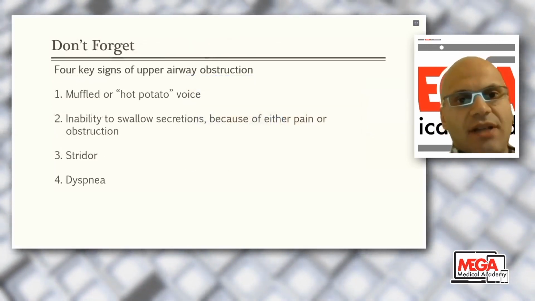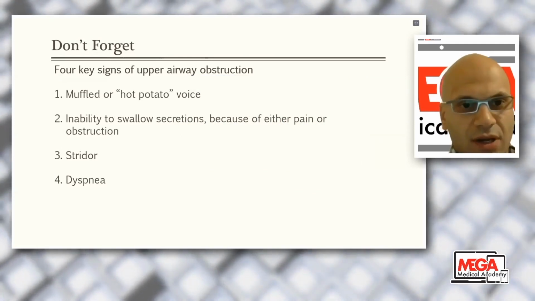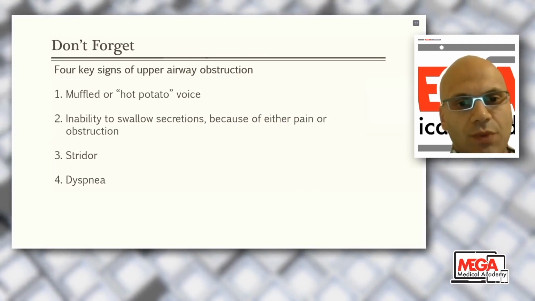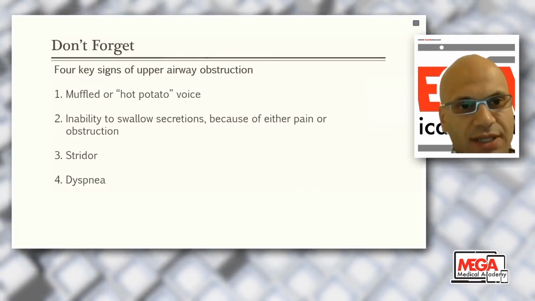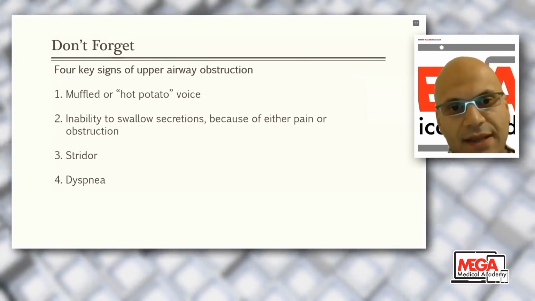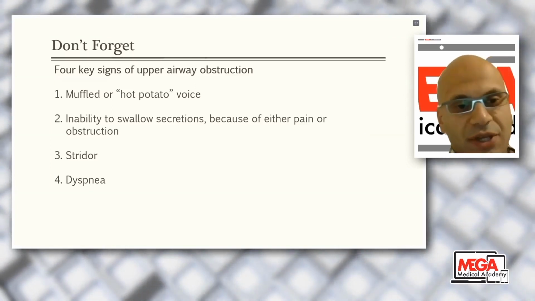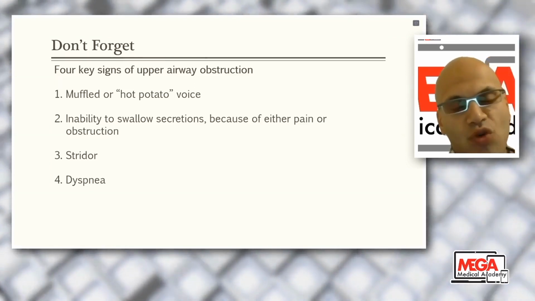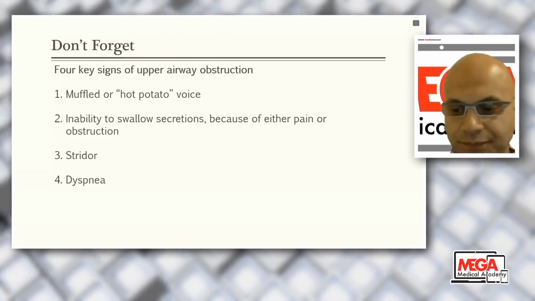We have 4 key signs for upper airway obstruction. I don't want you to forget them: muffled or hoarse voice, inability to swallow secretions, stridor, and dyspnea. These are the 4 key signs for upper airway obstruction. The first 2 don't indicate a complete or nearly complete upper airway obstruction, while if the patient is stridorous, be sure that more than 50% of the airway is already obstructed, and it's a serious condition.